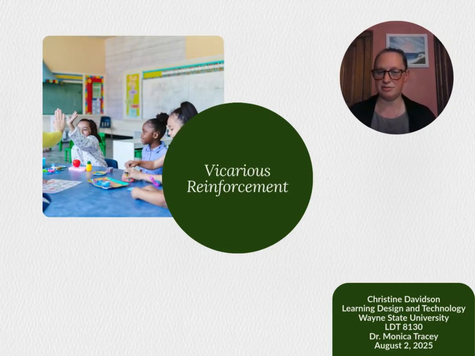The second type of reinforcement that Bandura talks about is vicarious reinforcement. So when you look at this picture, you see a teacher giving a student a high five for maybe completing a puzzle or a cognitive task. And you notice the other students looking at that student receiving the high five. This is a clear example of vicarious reinforcement.